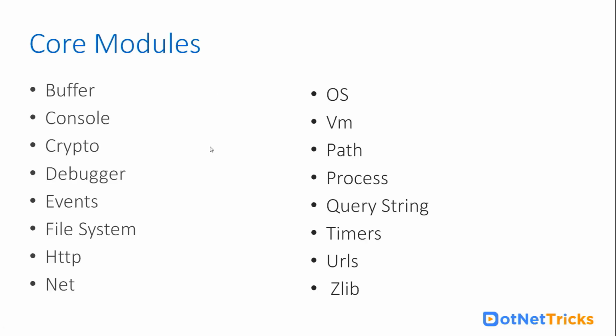Node.js offers a few core modules which are part of the core APIs. So we have buffer, console, crypto, file system, and HTTP. This is similar to when you have worked on .NET or Java. In .NET or Java, we have multiple namespaces and they have their own classes which we can use. For example, if I want to work with HTTP in .NET, we have a dedicated namespace available.